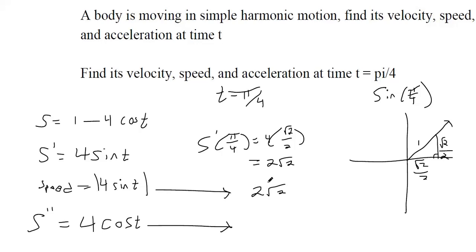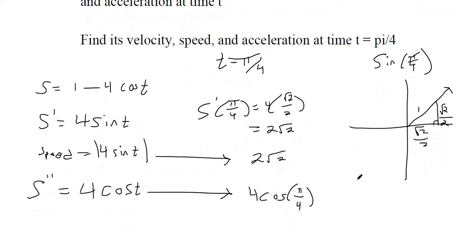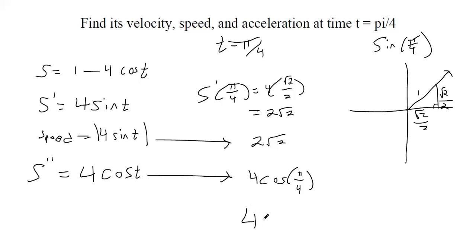And then the acceleration: at time t equals pi over 4, we just plug pi over 4 in for the acceleration. We've already got that triangle drawn, right? Pi over 4 is a 45-degree angle. Cosine is the adjacent divided by the hypotenuse, so cosine is square root of 2 over 2. So it's the same number for the speed as the acceleration. They're different units, but that would be the acceleration.